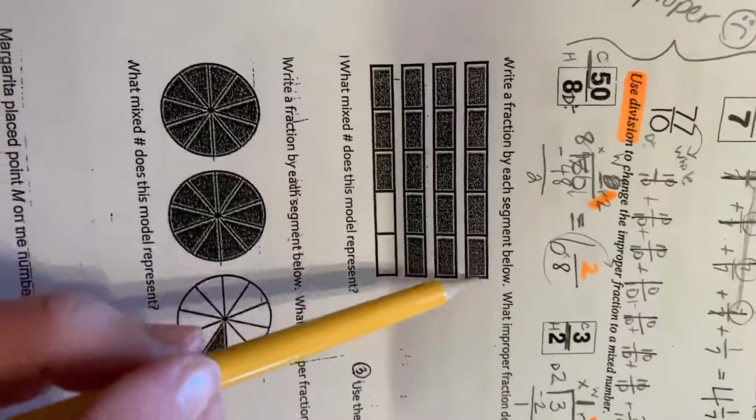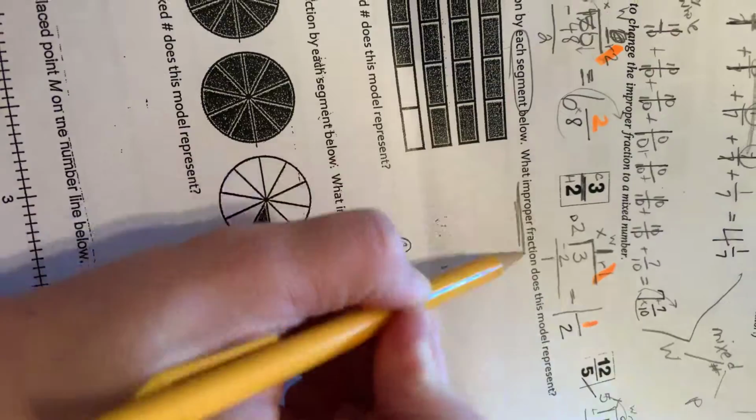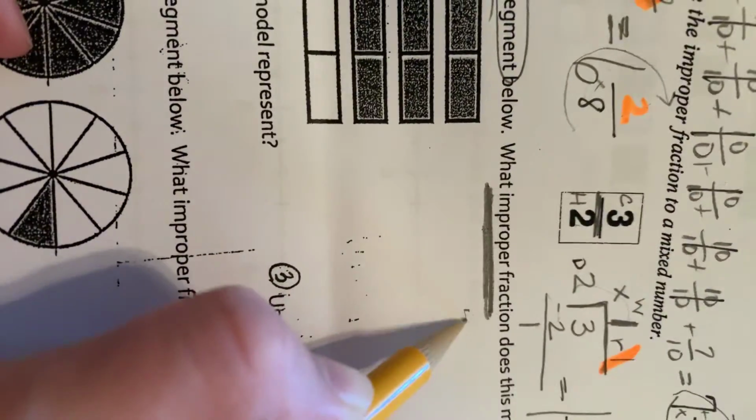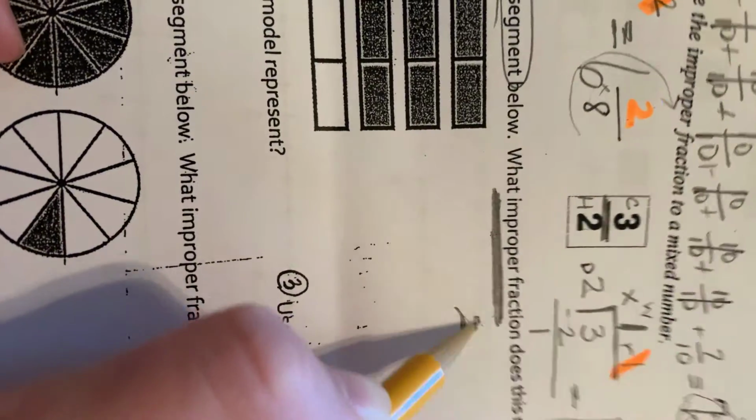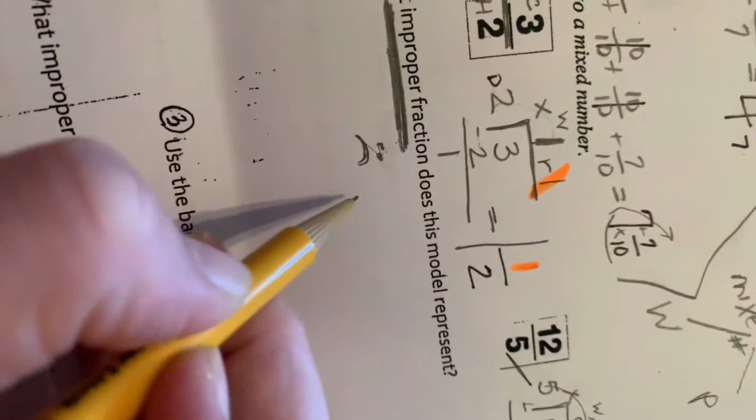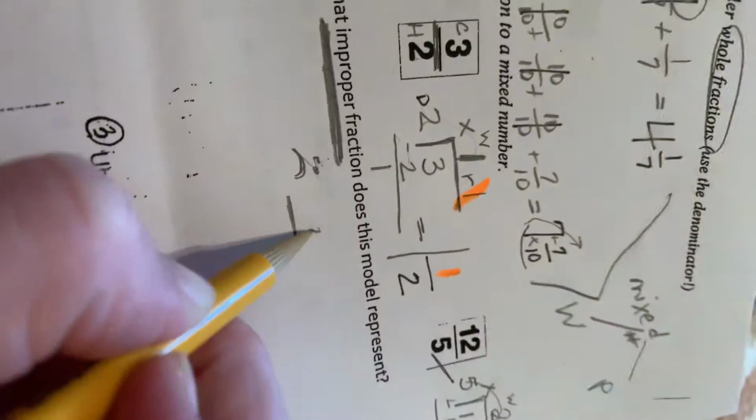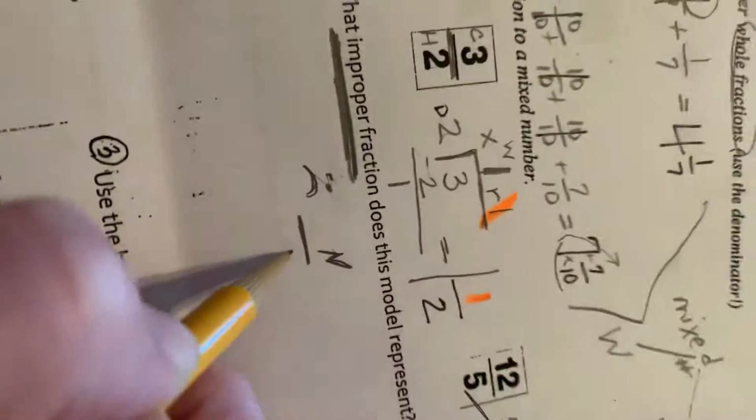All right, we're going to write fractions by each segment below. And we want the improper fraction. If it's improper, is this the right or wrong way? Improper is the incorrect way. If it's improper, what do we know? Yeah, the numerator's bigger than the denominator. And I also know it means more than 1.